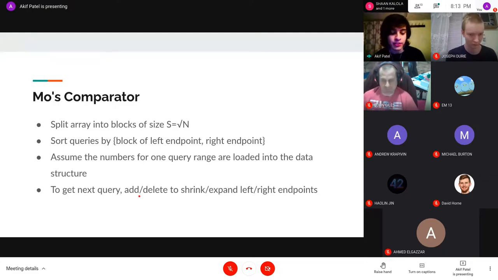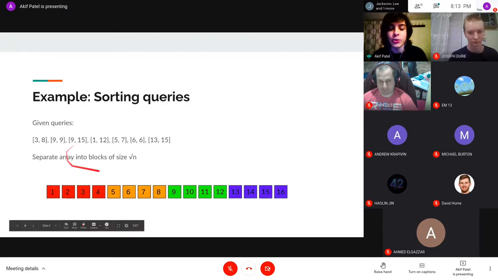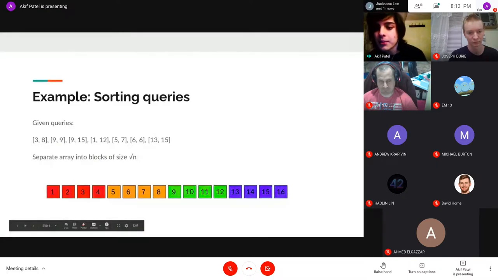Before I take any questions, I'm going to explain with an example how this works specifically. Okay, so we're given a whole bunch of queries. So here, n equals 16, so from 1 to 16, and we have this bunch of queries. Since n is 16, s equals square root of n is 4, right? So we have blocks of size 4, and we have 4 blocks of size 4. And so it looks like this: block 1, block 2, block 3, block 4. Okay, so we've separated it.